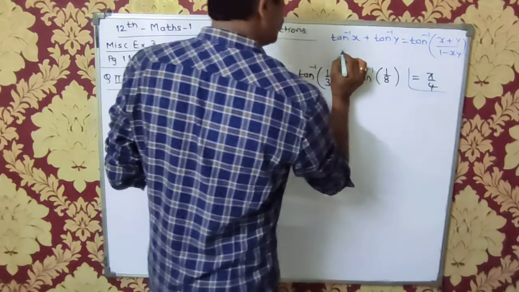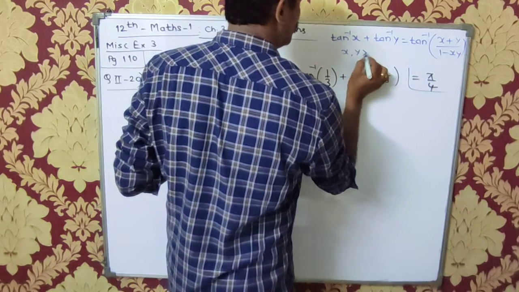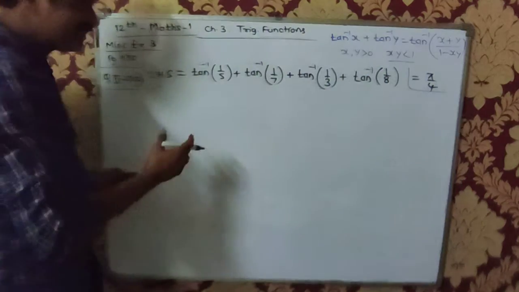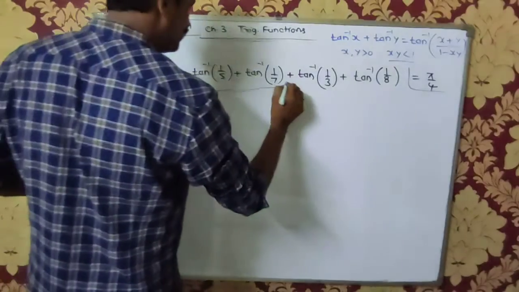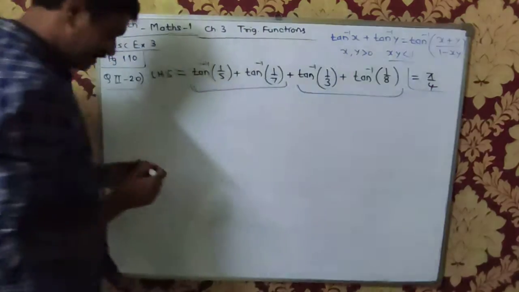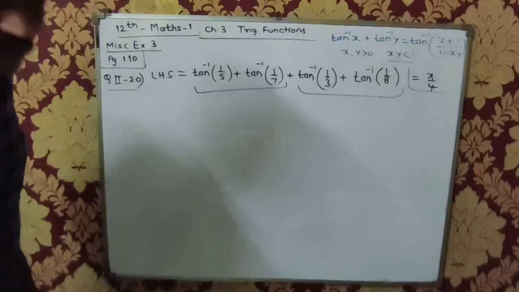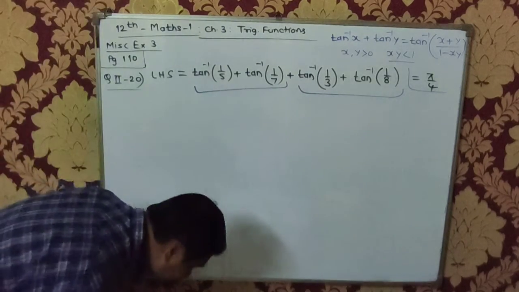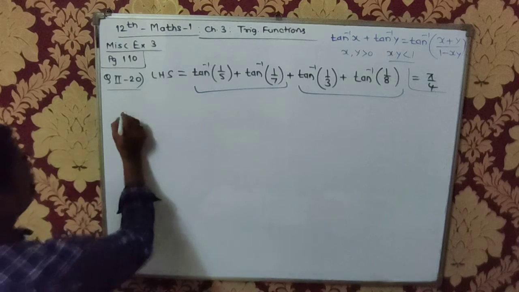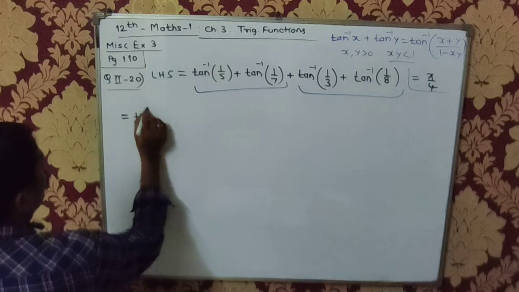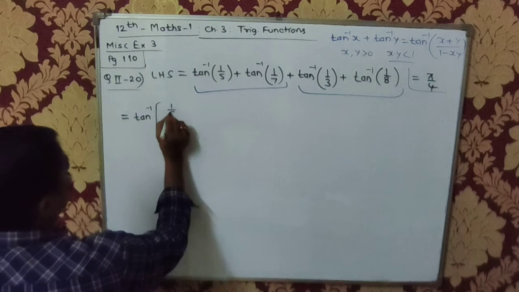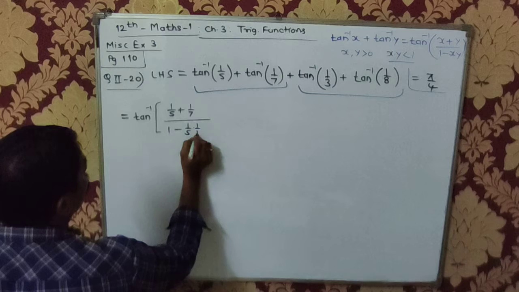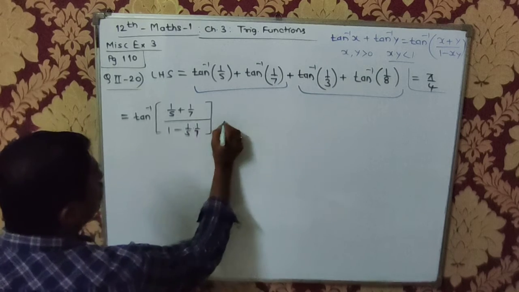The condition is that x and y should both be greater than 0 and xy should be less than 1, which is the case here. So I'll club these two together and these two together to apply the same formula. Tell me what you get there. This is tan inverse of (1 upon 5 plus 1 upon 7) divided by (1 minus 1 upon 5 into 1 upon 7), and the same thing for the second one as well.